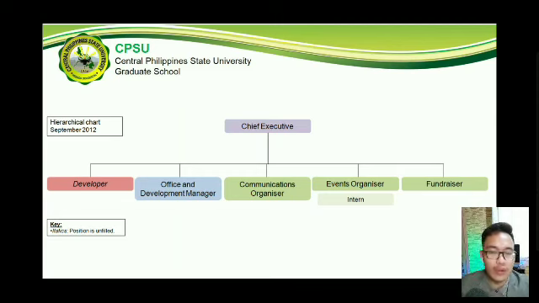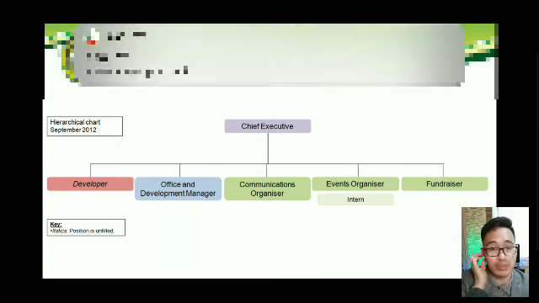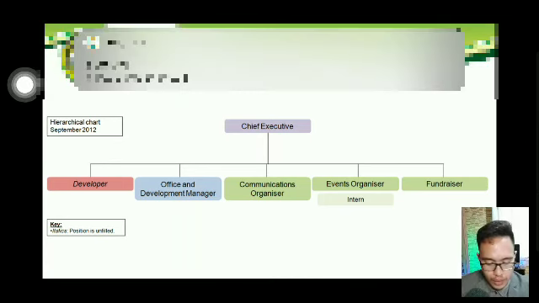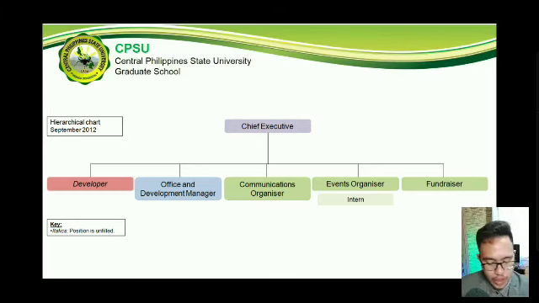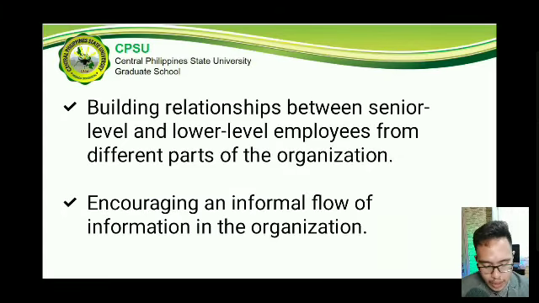It does not go through a middle employee. It has direct communication from one employee to another, or from a lower level employee to the highest level employee. So what are the advantages of the diagonal communication flow?